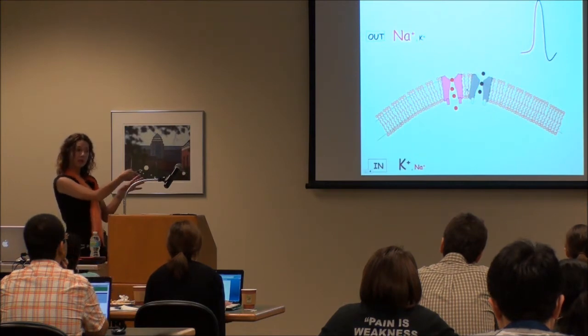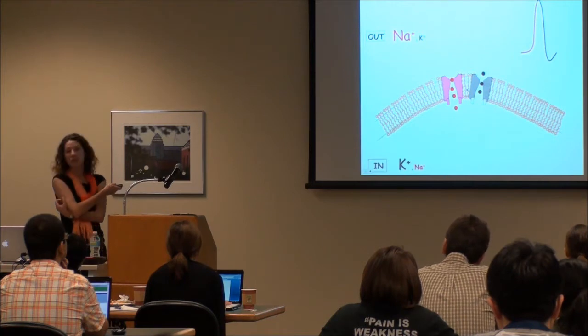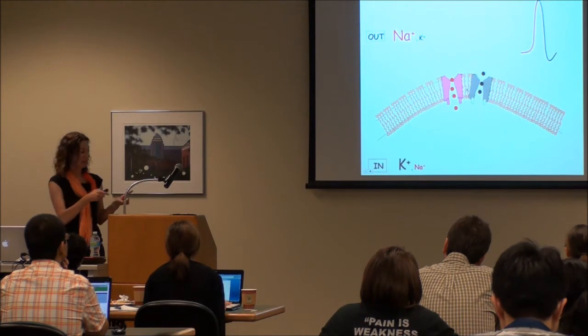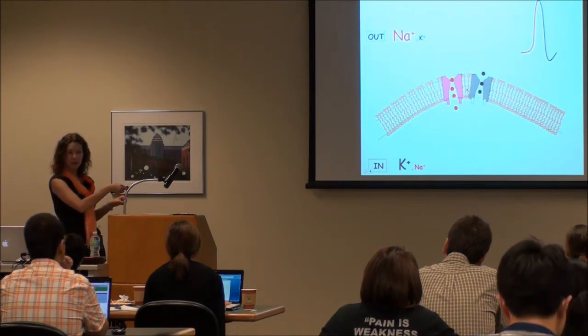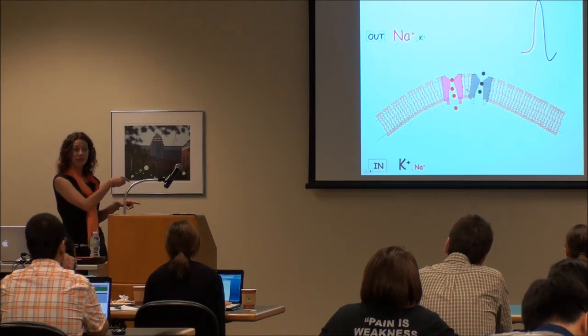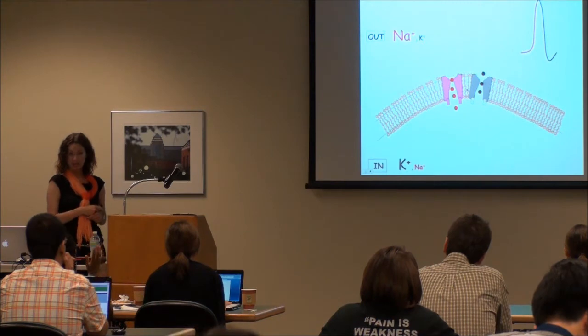So the reason I'm showing you this is for you to see how important it is that these two channels are selective for those particular ions. You want only sodium ions going through here and potassium ions going through here, and you want them to open and close at the right times to give you this pulse, this action potential. Yes?